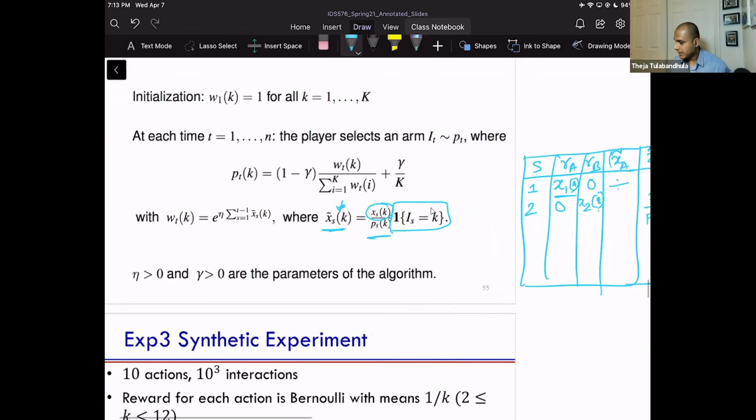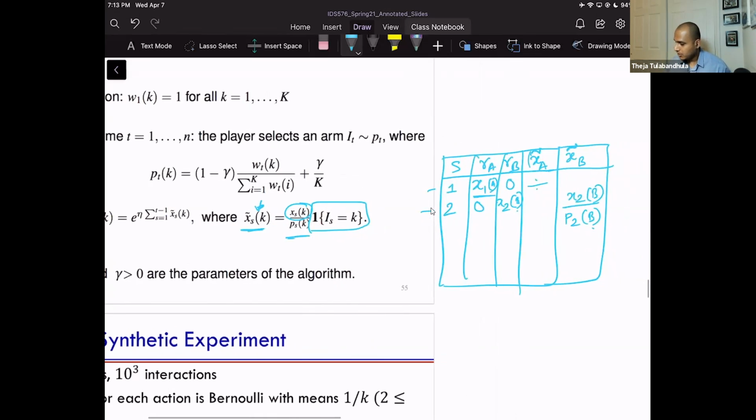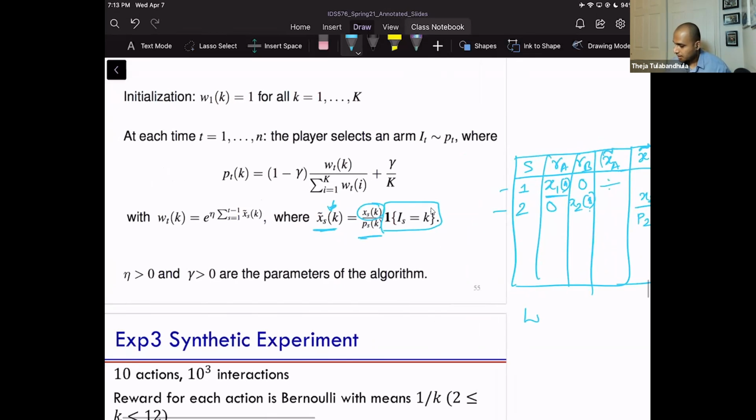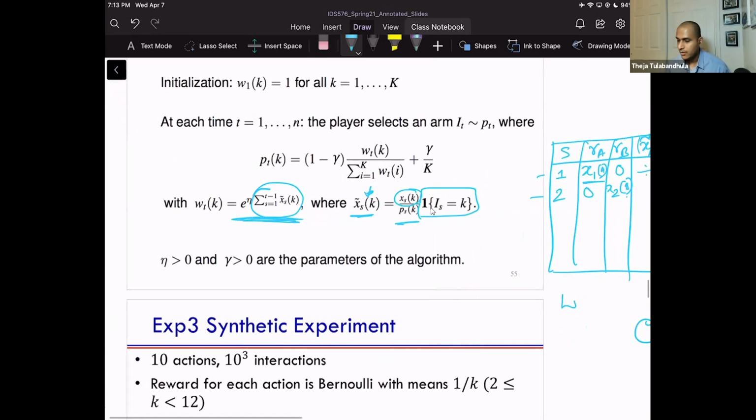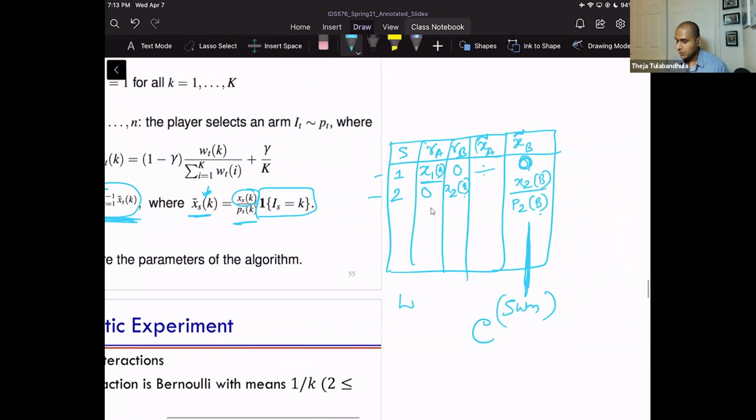Once you have such an expression for every time period, W is just going to be a sum of these numbers for each arm. For arm B, you'll sum these guys. Actually here it's 0. You'll sum these guys, and then you just do e to the power of that sum. That's what you see here. The intuition is that if you played arm B and you got a reward, then the sum will increase, and therefore W will also increase multiplicatively.